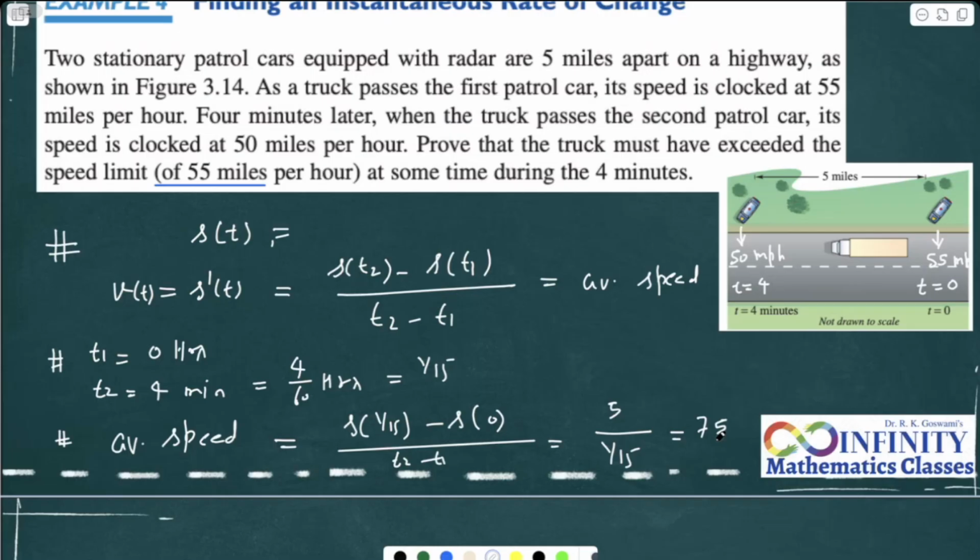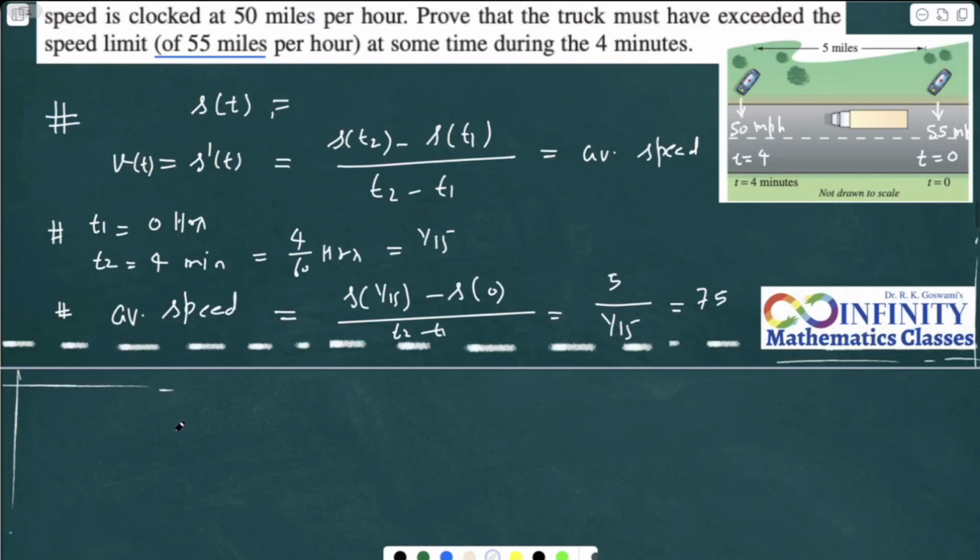Now, assuming that the function is differentiable, and we can apply the mean value theorem. So using the mean value theorem, I'm assuming that this S is going to be differentiable. If it is not differentiable, I cannot apply the mean value theorem.